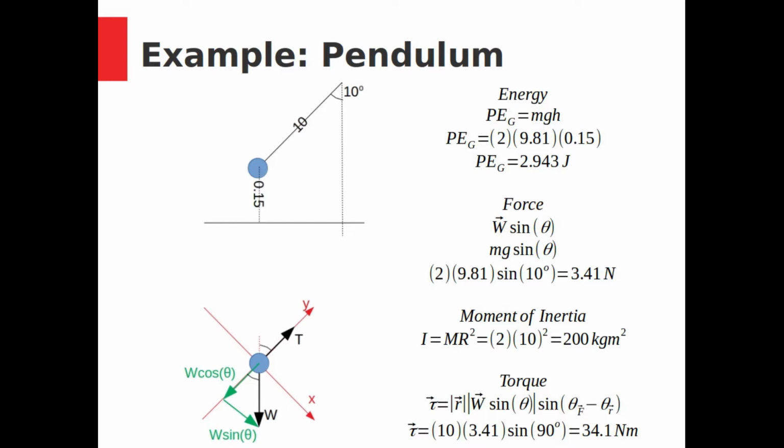Actually, I should be more careful. The bob is hinged at the top of the pendulum, so that x component of weight isn't really a force, it's a torque. The bob itself can be treated like a particle. We can solve its moment of inertia using mr squared. So we end up with a moment of inertia of 200 kilogram meters squared. And the torque is the cross product of the lever arm and force. We get 34.1 Newton meters.